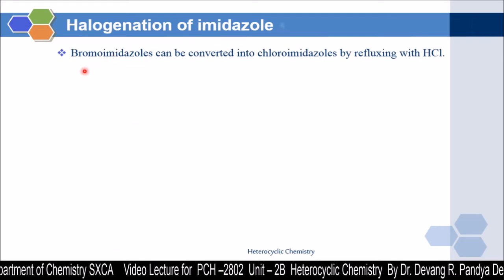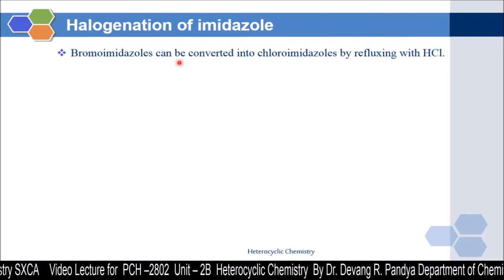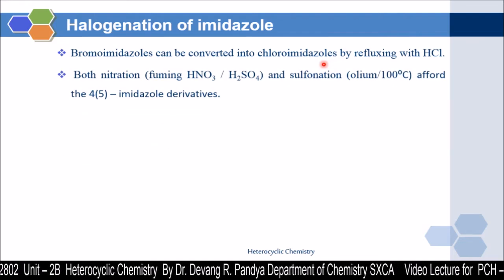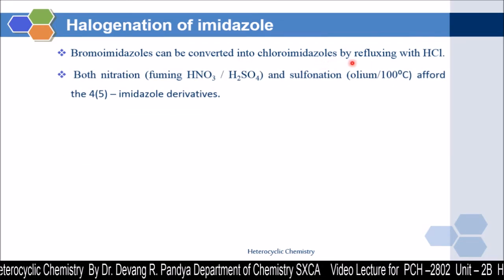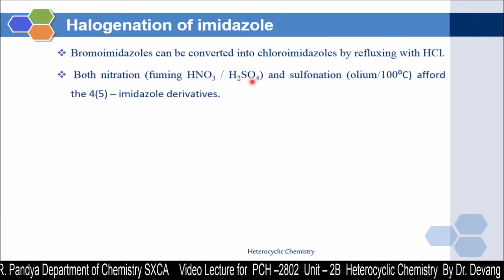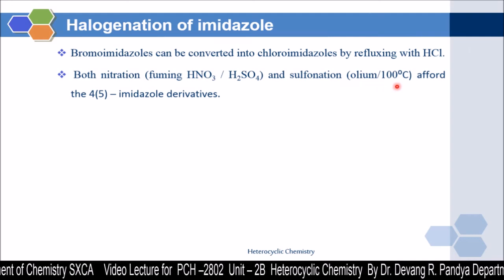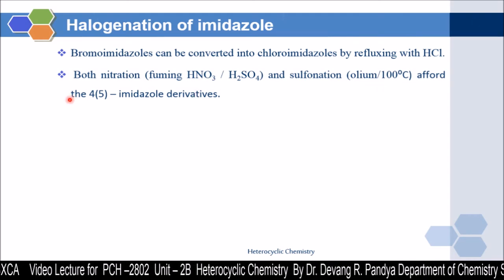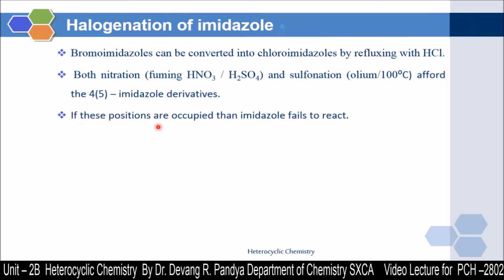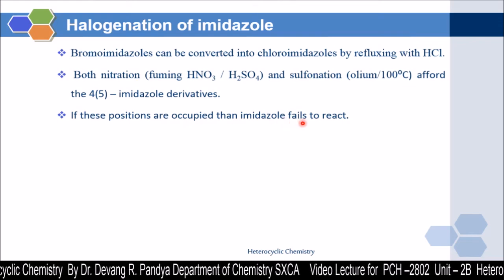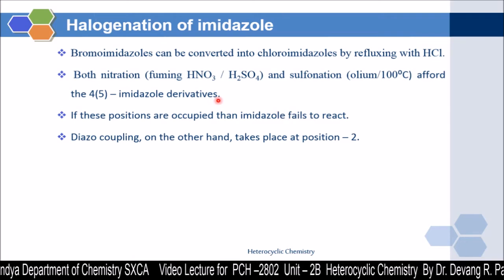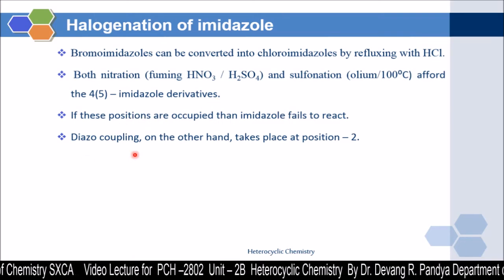Bromination of imidazole. Bromoimidazole can be converted into chloroimidazole by refluxing with HCl. Direct chlorination is difficult, but this way you can get the chlorine element on imidazole. Both nitration, fuming HNO3 with H2SO4, and sulfonation, oleum at 100 degree centigrade, afford the 4,5 imidazole derivative due to tautomerism. If these positions are occupied, then imidazole fails to react in nitration and sulfonation. That is a limitation of this electrophilic substitution reaction.